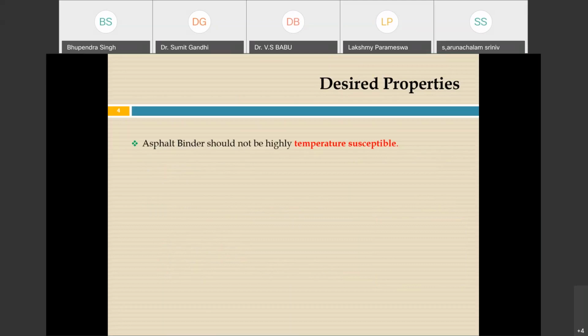Asphalt binder's behavior is called viscoelastic behavior. It means the asphalt is a fluid and also an elastic solid. Depending upon the temperature, at high temperature it behaves as a viscous material, and at lower temperature it behaves as an elastic material. So the behavior changes according to temperature. So it is temperature susceptible, but we don't want this behavior to change very drastically, because if it does, then what will happen?